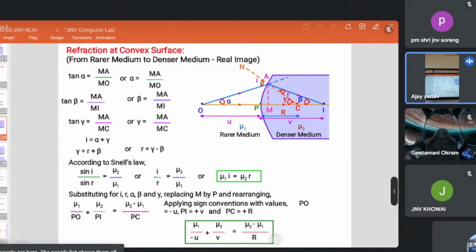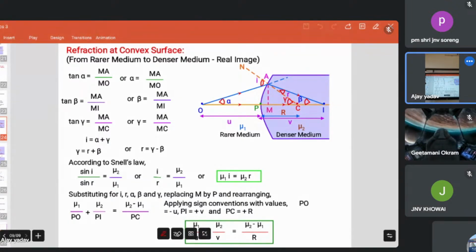Now, refraction at these spherical refracting surfaces. In almost all refracting surfaces the derivation is similar, so we will do it for one, and the rest are almost the same. So, refraction at a convex surface. This is a convex spherical refracting surface because its convex part is towards the rarer medium. Here a real image is formed.